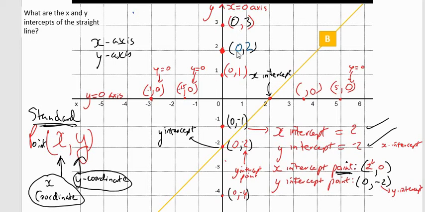And we can clearly see that for each point on the y-axis, x is 0.